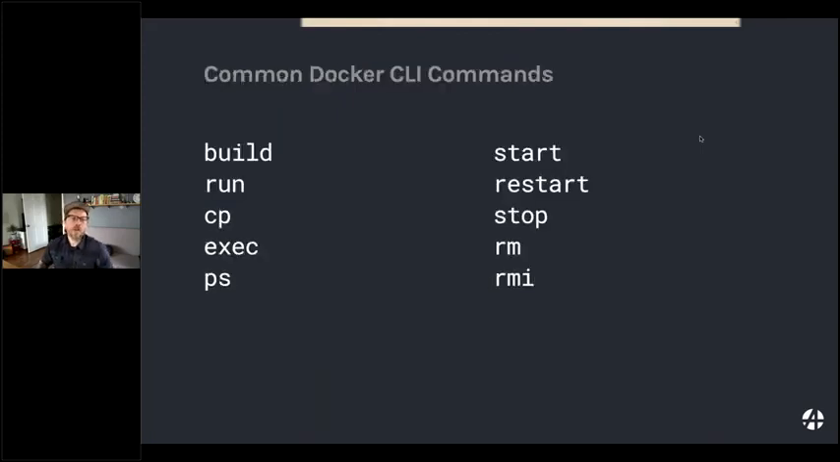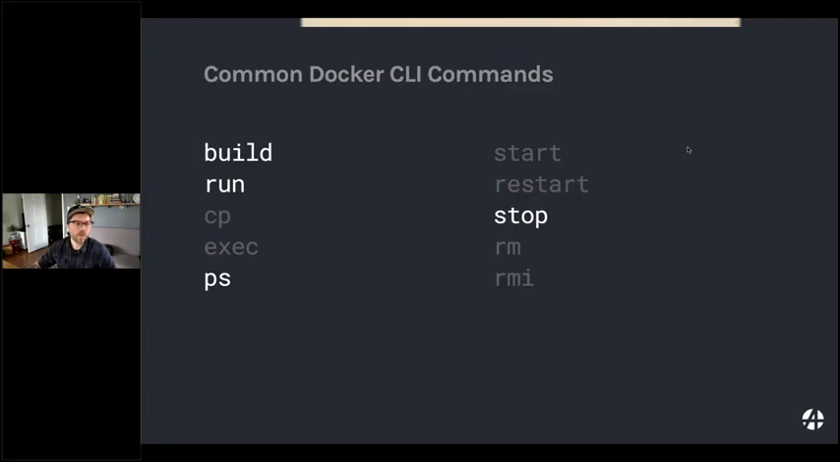So, some common Docker CLI commands. There are a lot more than these, but we're going to focus on these ones today. The build command, which I just showed, is how you build an image from a Dockerfile. Run is how you create the container and start it. It's basically doing a create and a start. PS will allow you to list all the containers that are running on your machine. And stop is how you stop a container.